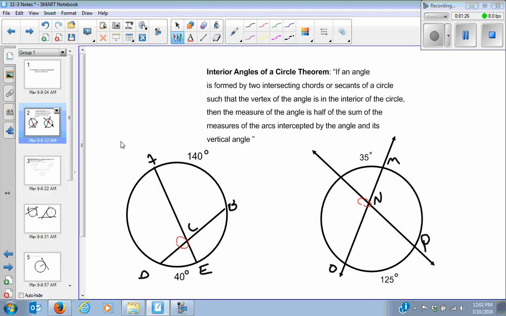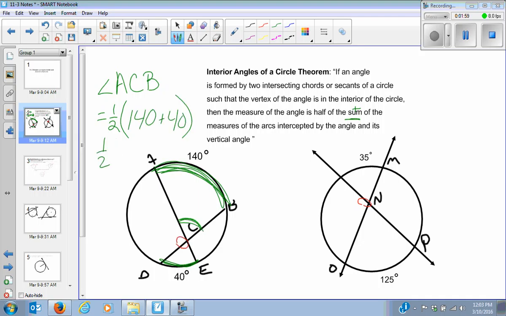If you see this angle right here, and I am looking for angle ACB, I'm looking for this angle right here. I want to know what that is. It is equal to 1/2 of, and it says the sum. Sum means addition. So you're going to take this arc right here, that's one of the intersecting arcs, and this arc right here, and add those together. So you're getting 140 plus 40. Add those together and take half of that. So you get 180. Half of that is 90 degrees. So that would be a 90-degree angle.